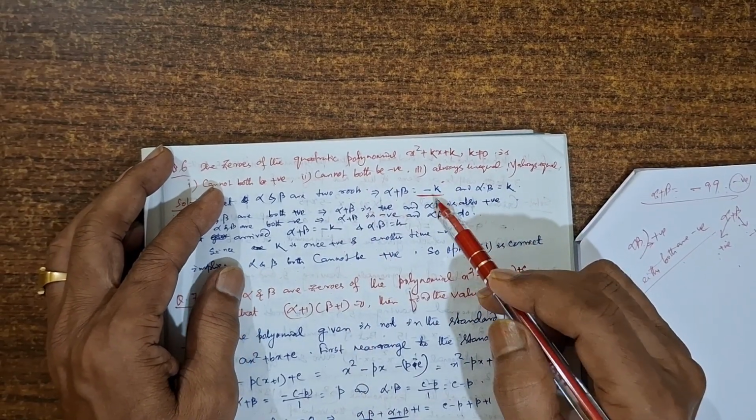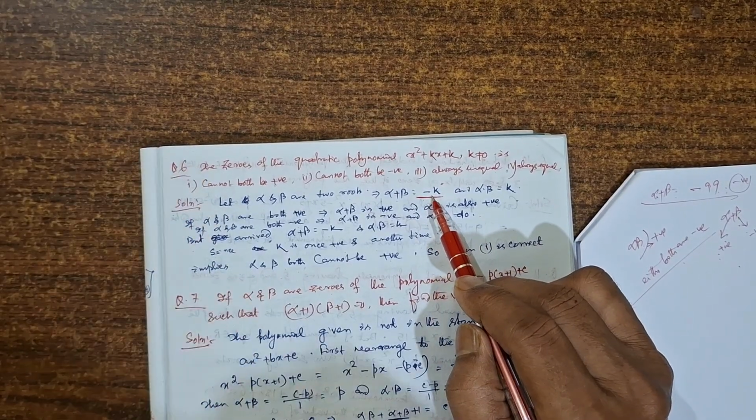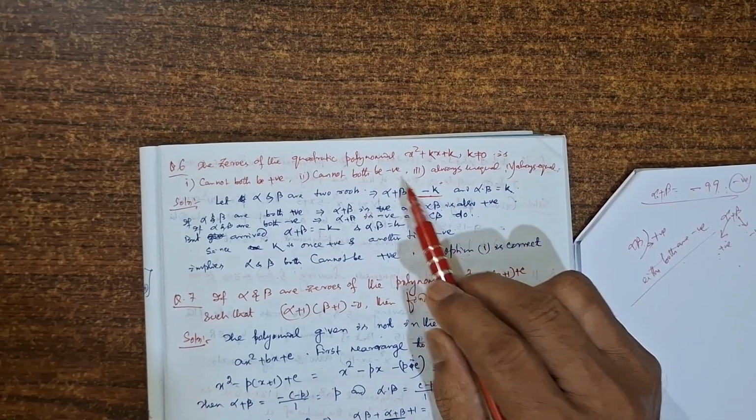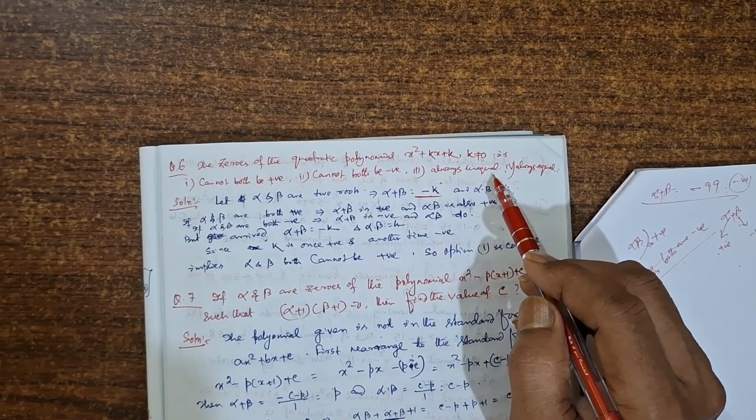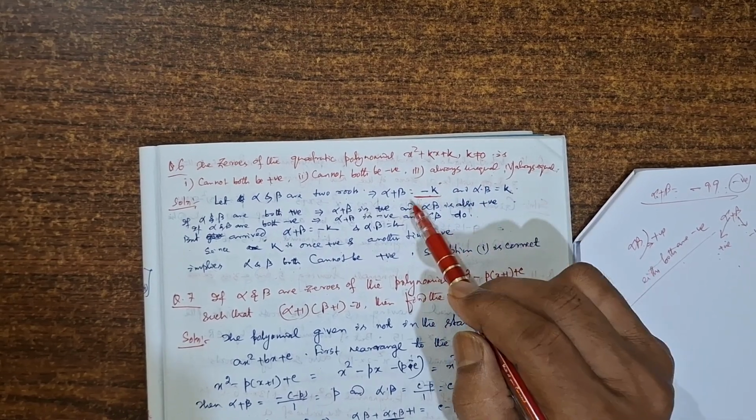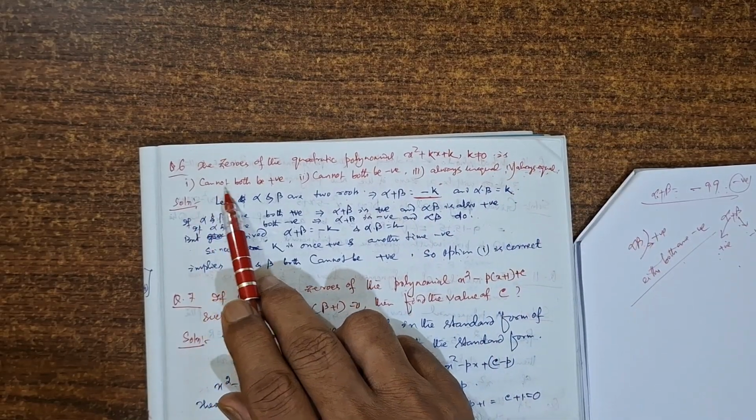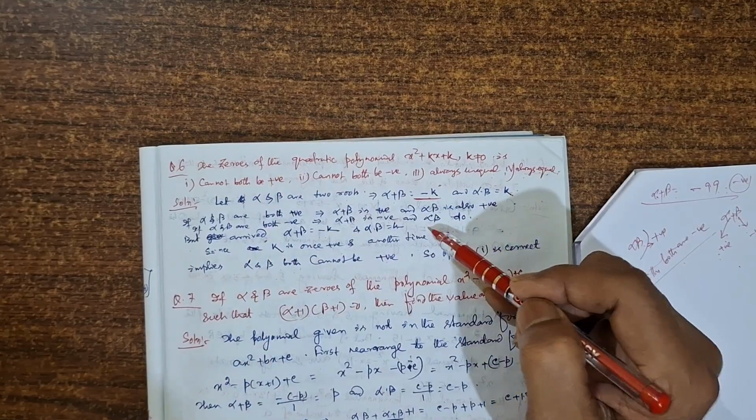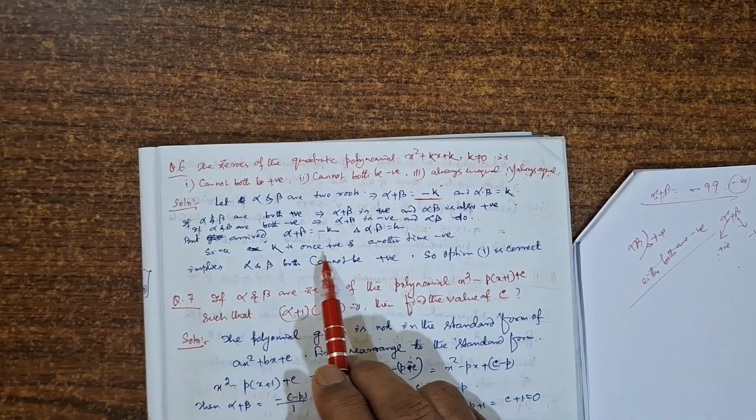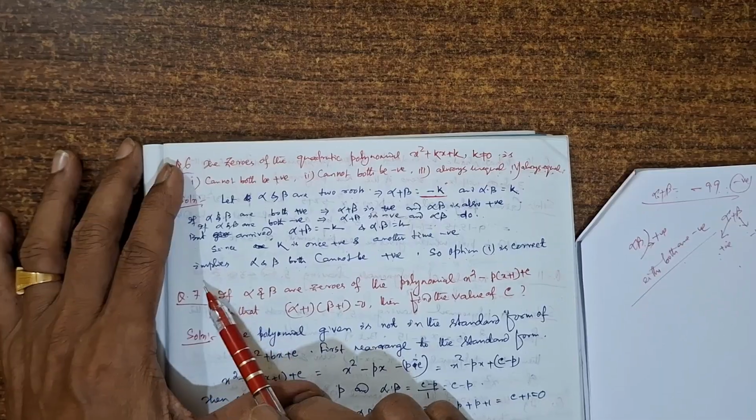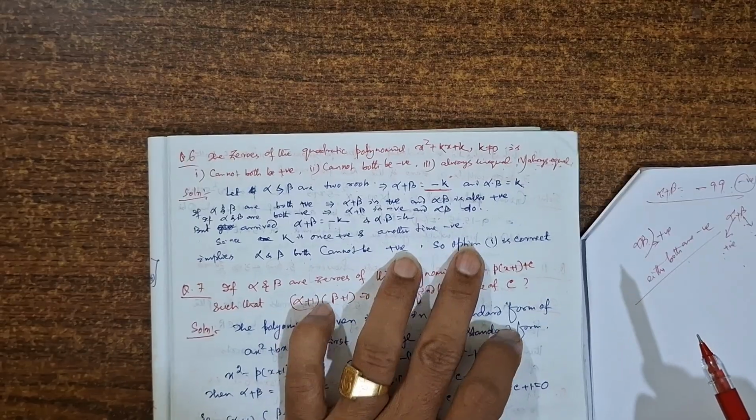Both negative, it is possible. If one is positive and the other is negative, this will be negative, so cannot be both negative does not hold. If both are negative, this will be positive, this may be negative. Always unequal, always equal, not possible. So which one is correct? Cannot both be positive. Since k is once positive and another time negative, this implies alpha and beta both cannot be positive. So option 1 is correct.